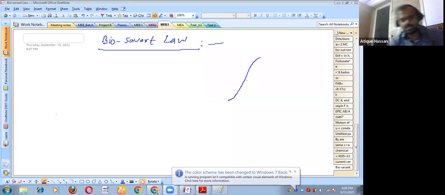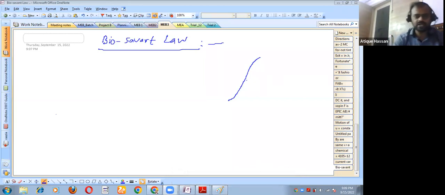With the Biot-Savart law, it will give us an idea how a magnetic field can be created by a current carrying wire. So this is the very basic formula for the magnetic field due to a current carrying wire. This is the fundamental law. Like we study Coulomb's law and Newton's law of gravitation, the same kind of thing is here with the magnetic field.